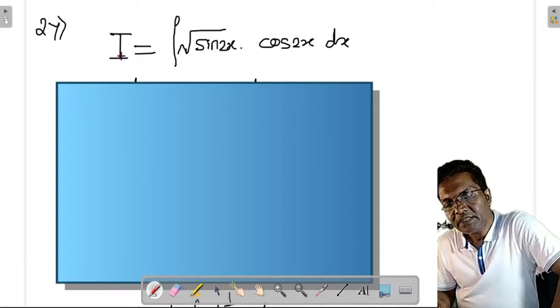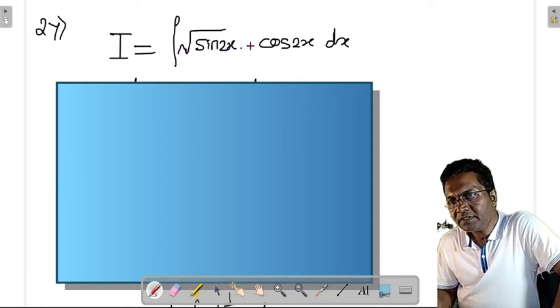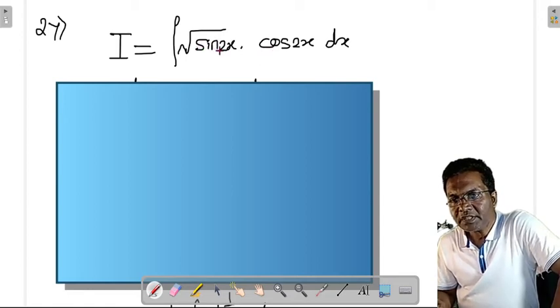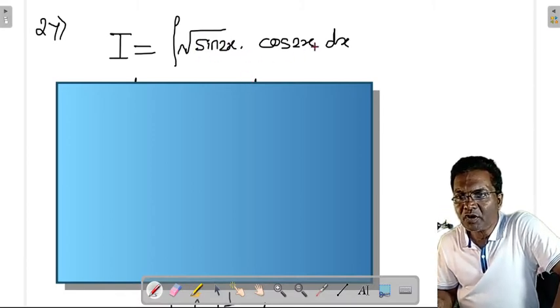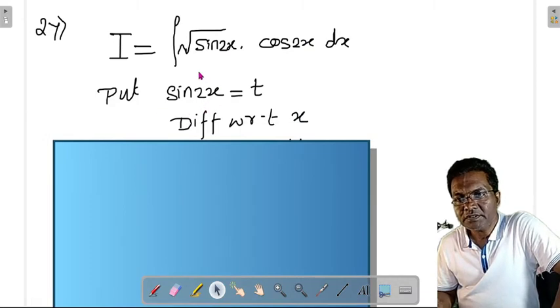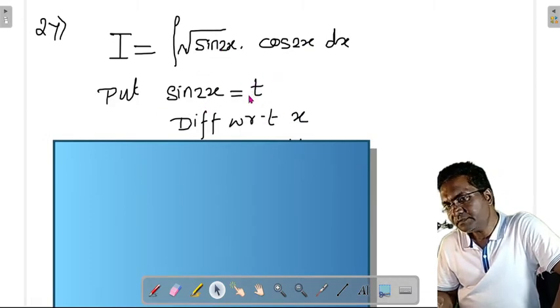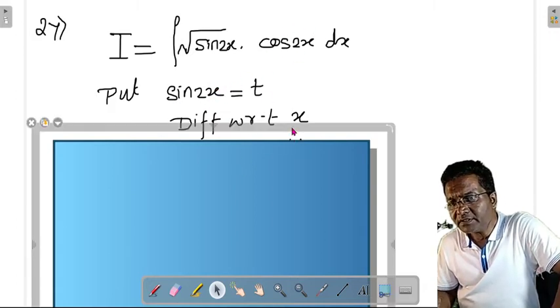This integration: root of sin 2x into cos 2x. So the square root of sin 2x into cos 2x. As you all know, the derivative of sin 2x is cos 2x. So make a substitution. You have to put sin 2x equals t and differentiate. Why have we substituted here? Because the derivative of sin 2x is cos 2x. That is the reason we have substituted.